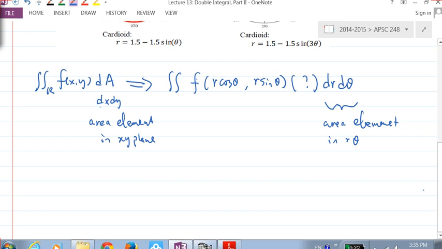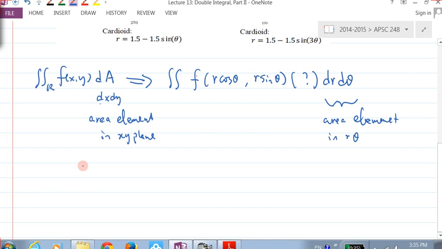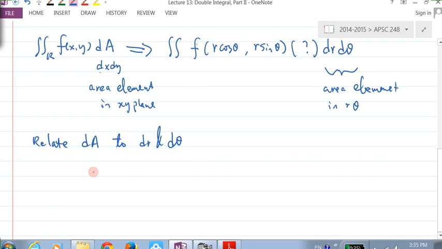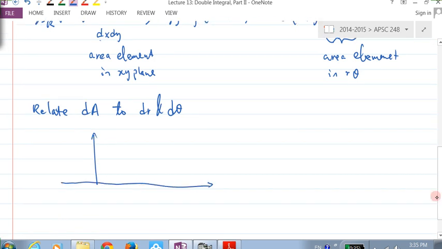Now, if you remember, in the xy plane it's pretty easy. How do I get the area element? Basically, you take a delta x and delta y and multiply them together. It's rectangular, and that's the area element. So now in polar coordinates, it's r and theta. So this is the second question here: let's relate this dA to dr and d theta. So here's what we do. How do we relate these two?